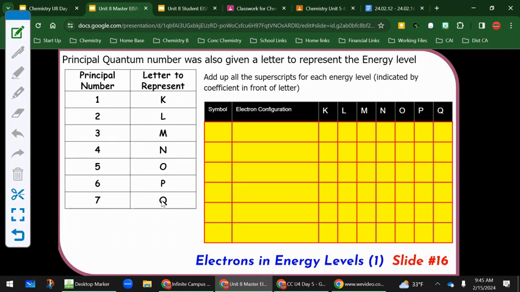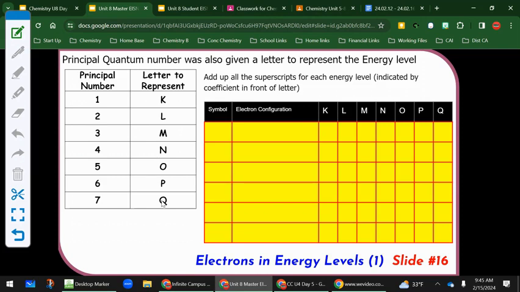So years ago, they decided to give the energy levels letters to represent them as well, just like they did for the sublevels, the S, the P, the D, the F. Well, they gave the principal quantum numbers a letter as well. For 1, it's K. For 2, it's L. For 3, it's M. For 4, it's N. For 5, it's O. For 6, it's P. And for 7, it's Q.